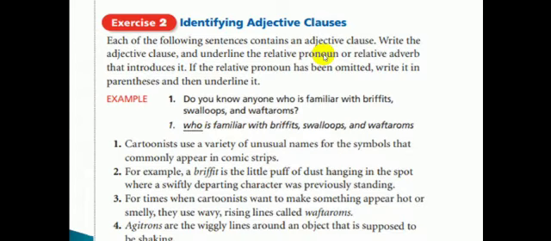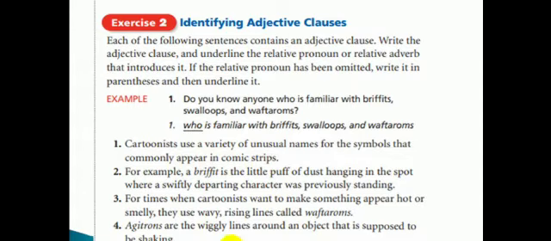Here we have in your book exercise 2. We're gonna just identify each of the adjective clauses. Number 1, cartoonists use a variety of unusual names for the symbols that commonly appear in comic strips. So the first thing that we're gonna look for is the relative pronoun in each one of these sentences. What is the first relative pronoun we have? It is the relative pronoun that. So this clause that I'm gonna follow, that is adjective clause, that commonly appear in comic strips.